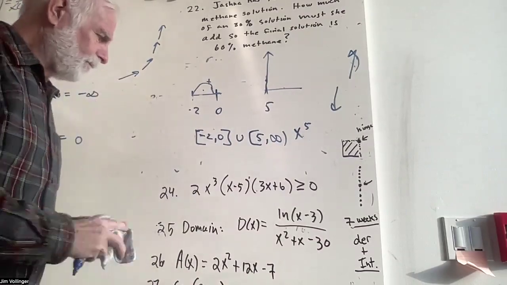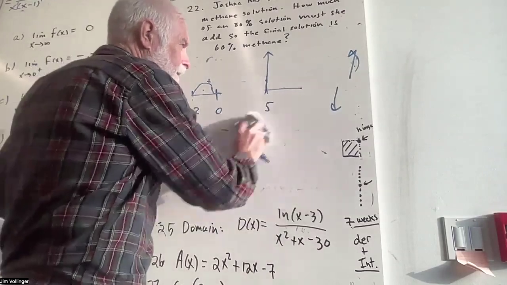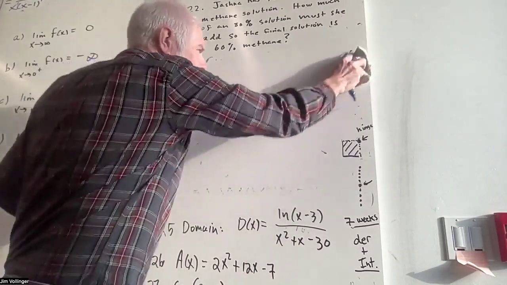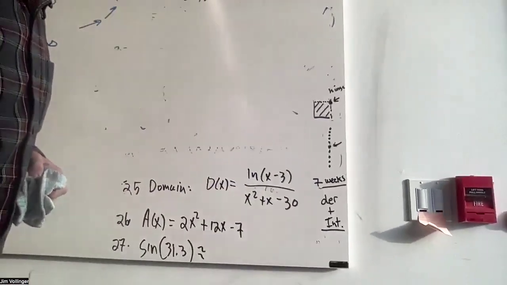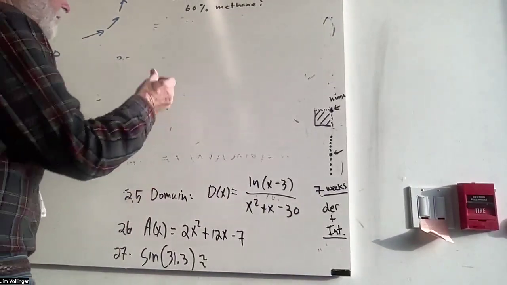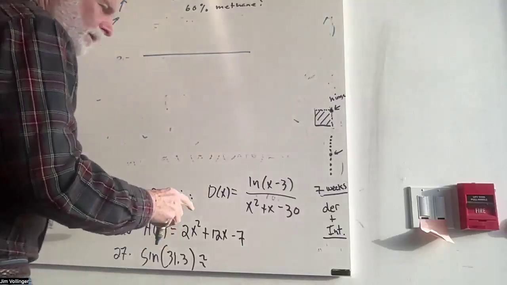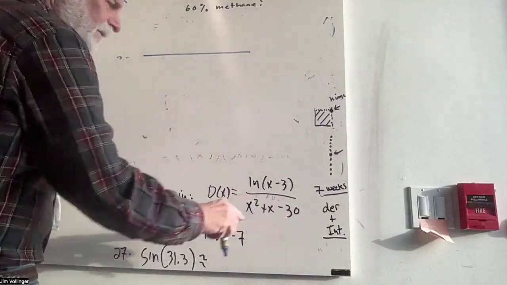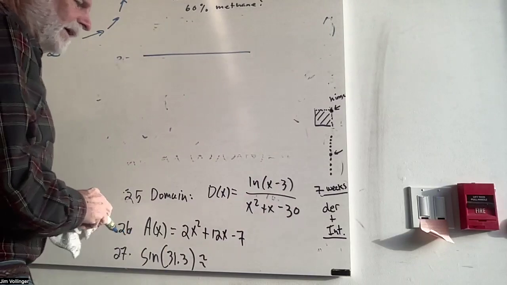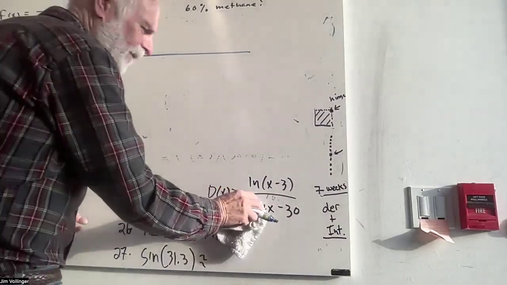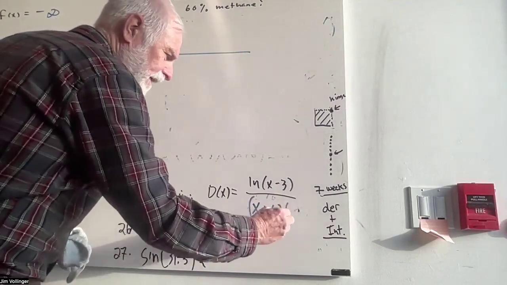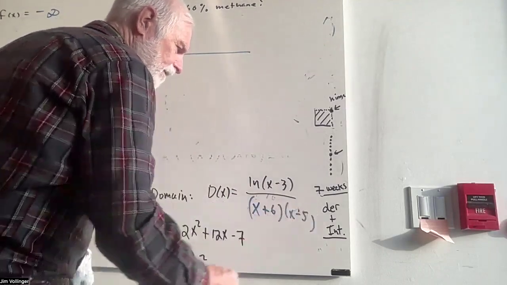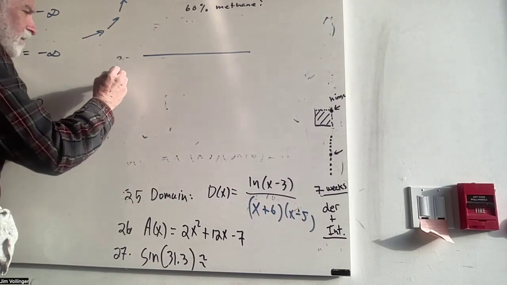All right. Now, this technique is very helpful in finding the domain of functions because we can find the numbers that are critical. x squared plus x minus 30, we will factor. x plus 6 times x minus 5. Okay, so let's put this in front of us a little more clearly.